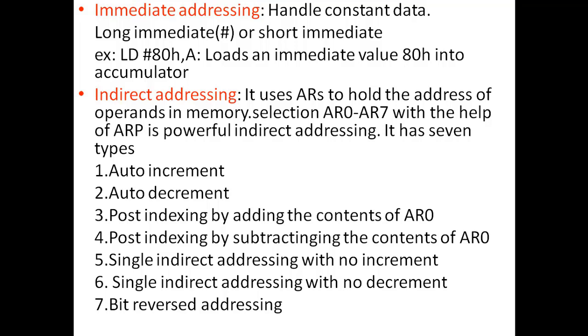Indirect addressing uses an auxiliary register to hold the address of the operand in memory. The selection of AR0 to AR7 with the help of the auxiliary register pointer makes it a powerful indirect addressing. It has 7 types: auto increment, auto decrement, post indexing by adding the content of AR0, post indexing by subtracting the content of AR0, single indirect addressing with no increment, single indirect addressing with no decrement, and bit reverse addressing.